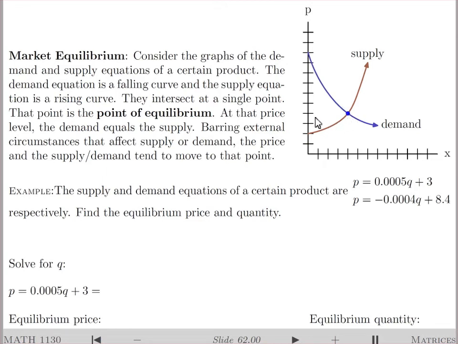The same thing will happen in the other direction if price falls below the equilibrium, because then demand will increase but supply will decrease, creating a market shortage, driving the price back up again.